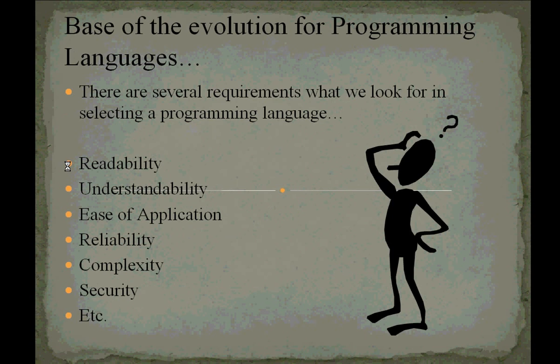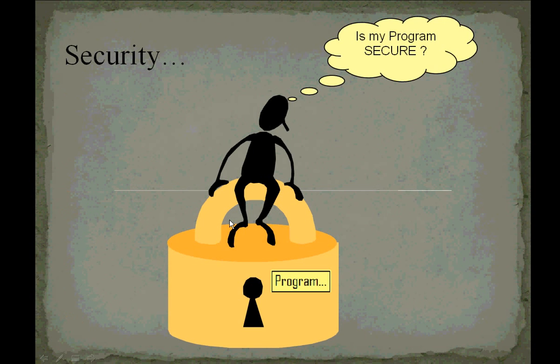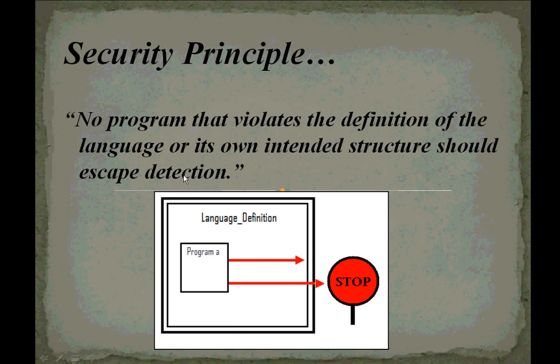So based on the evaluation of programming languages, when we decide whether a programming language is good or not, or why it is bad, there are several conditions and components we have to look into: readability, understandability, ease of application, reliability, complexity, security, and some other factors as well. But since our intended scope is security in programming language evolution, we look further into how security has evolved from the first generation of computers to the existing versions.